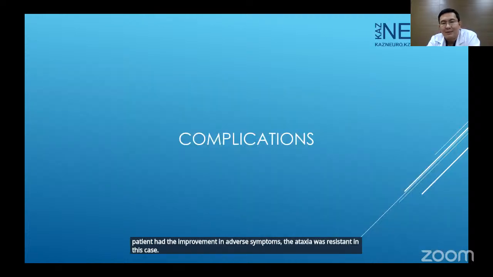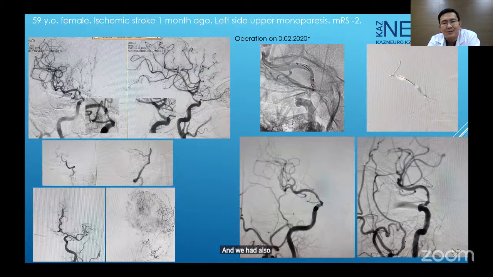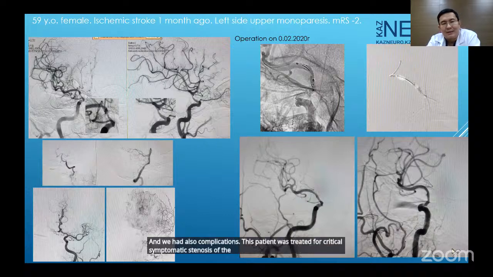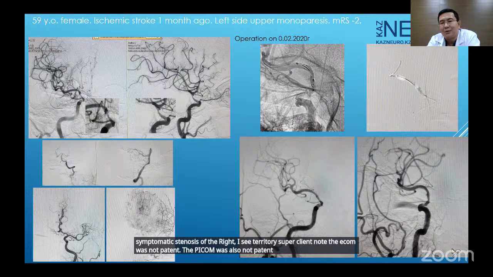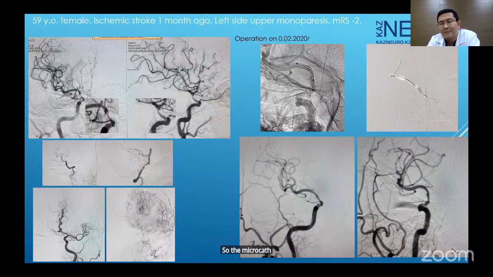And we had also complications. This patient was treated for critical symptomatic stenosis of the right ICA territory, supraclinoid. The ACOM was not patent. The PCOM was also not patent. And we placed 2 Aclinoflex stents through the Narrow Speed, through the microcatheter with the coronary balloon previously angioplasted.